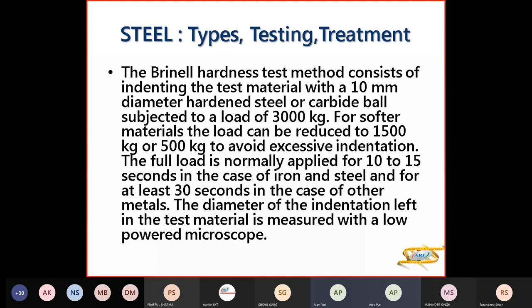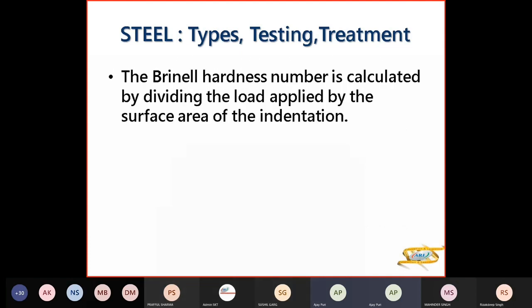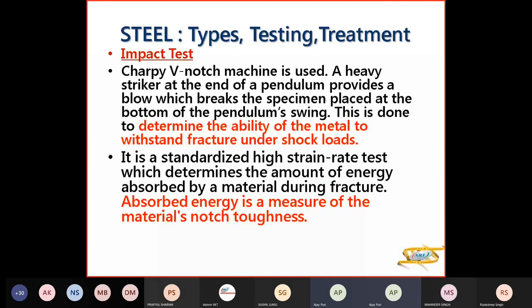So the full load is applied normally for 10 to 15 seconds in case of iron and steel, and for at least 30 seconds in case of other metal. So diameter of indentation left is checked with a low powered microscope. So Brinell hardness number is calculated by dividing the load applied by the surface area of indentation.